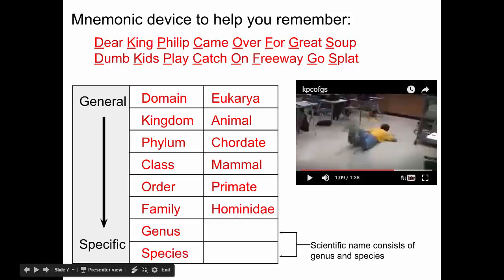Family Hominidae, genus Homo, species sapiens. The binomial name of an organism comes from its genus as the first word and its species as the second word. So humans are Homo sapiens. Pinus strobus: Pinus is the genus for all pines, and strobus is the species for the white pine.